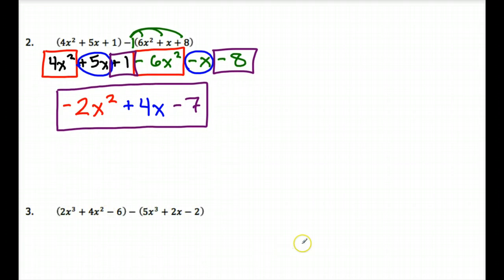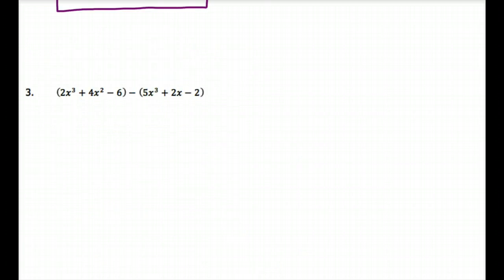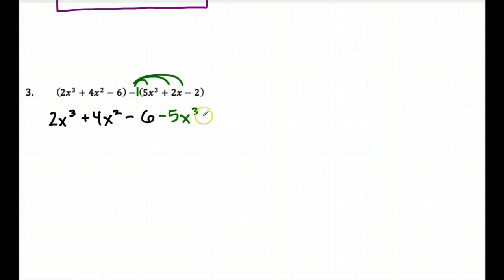Finally, for number 3, I have another subtraction problem. So I'm going to rewrite my first polynomial, 2x cubed plus 4x squared minus 6, keeping it just the way it is. For the second one, I need to distribute this negative 1, which is going to change each of my signs in here. So I get a minus 5x cubed minus 2x, but this minus 2 becomes a plus 2. Its sign changes down here.